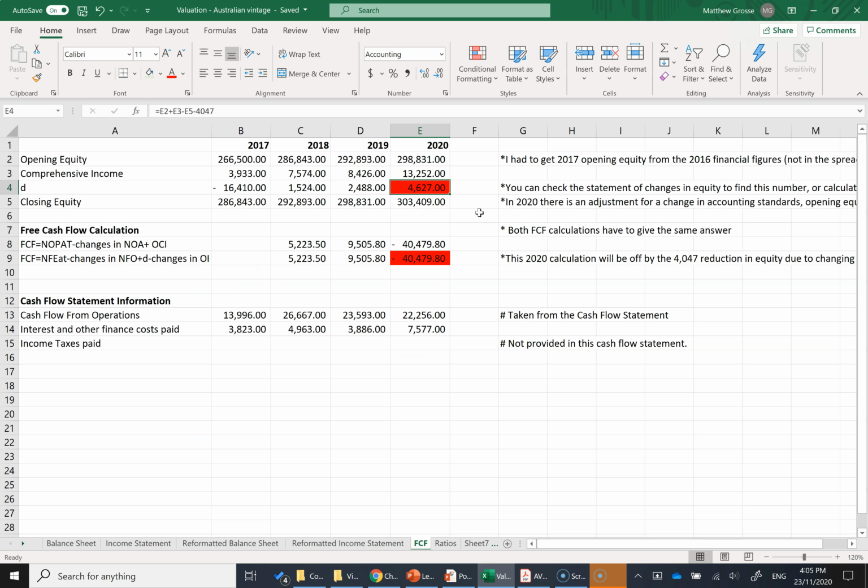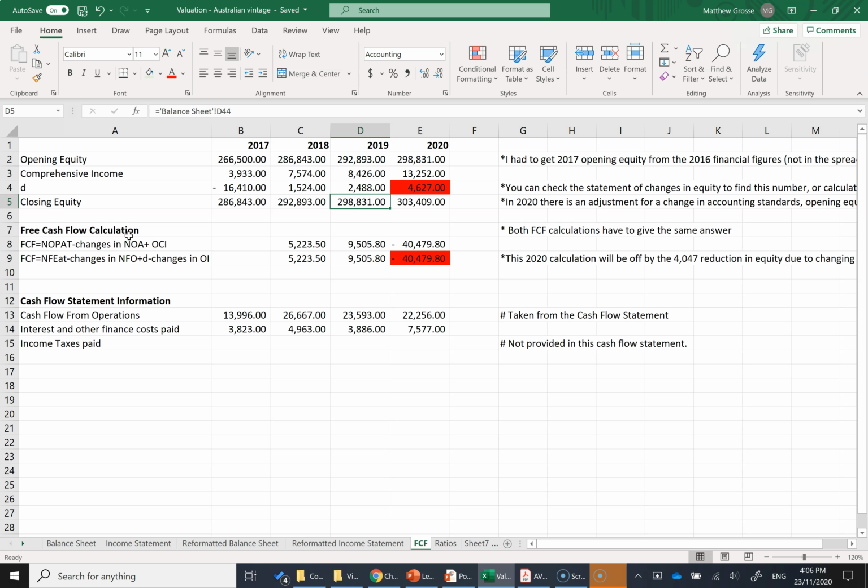Okay, so we've calculated it here. When I look at the formula, my only difference is I've adjusted for this change in accounting standards in 2020, but in 2019, we just used the normal formula to calculate dividends. Our opening equity plus comprehensive income minus the closing equity would calculate out the net payments to shareholders for us.